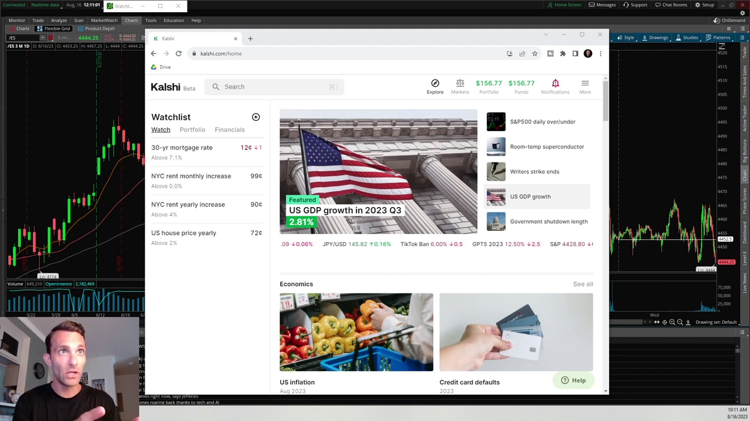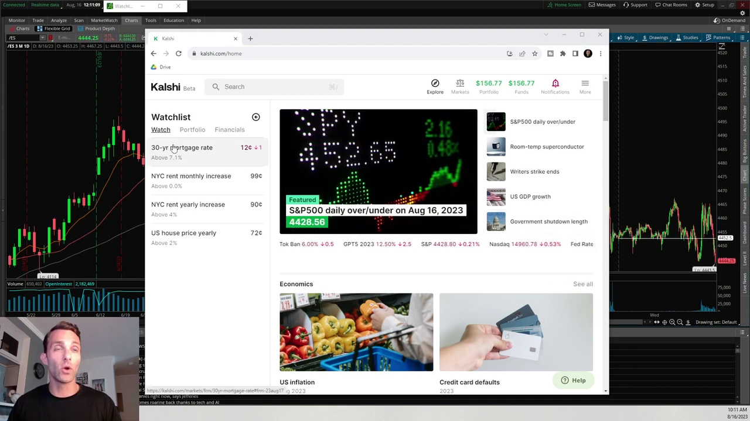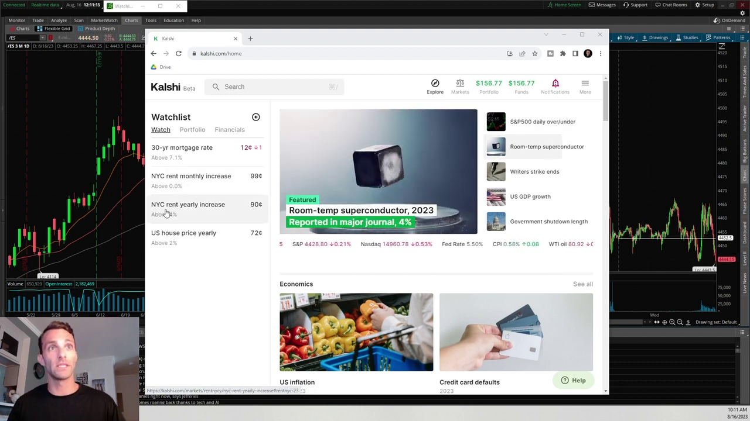Today we're going to talk about something pretty interesting: how to trade event contracts on rents, specifically New York City rents, and the housing market. To the left, you can see some of the contracts that we're going to look at and structure some trades. Starting with the first one, the 30-year mortgage rate. The next one below that is NYC rent as far as monthly increases, then NYC rent as far as a yearly increase, and then the US house price yearly.